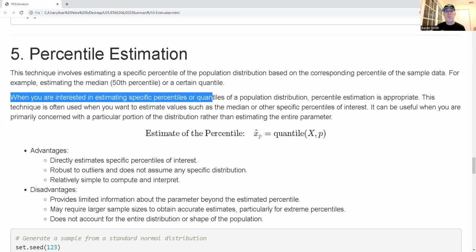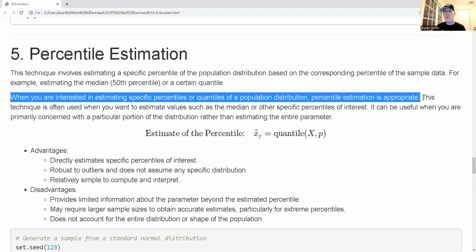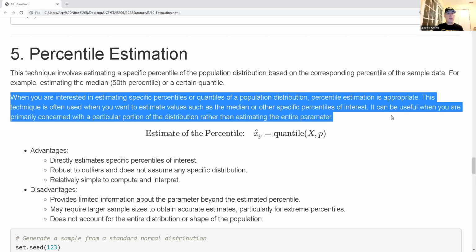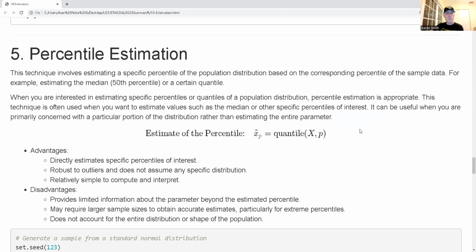When you are interested in estimating specific percentiles or quantiles of a population distribution, percentile estimation is appropriate. This technique is often used when you want to estimate values such as the median or specific percentiles of interest. It can be useful when you are primarily concerned with a particular portion of the distribution rather than estimating the entire parameter. This past week, I used this with vigintiles. So the percentiles corresponded to 0, 5%, 10%, 15%, all the way up to 100%.